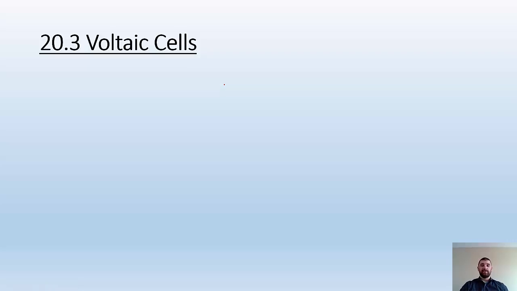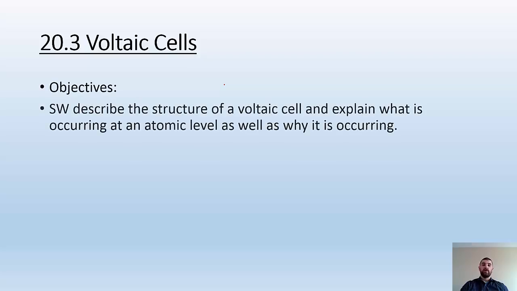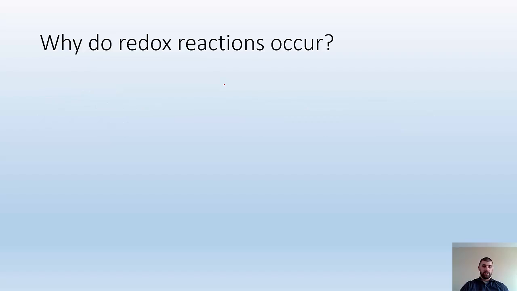Mr. Dunn here again, taking a look at 20.3 stuff, voltaic cells. So our objectives are to describe the structure of a voltaic cell and explain what is occurring at an atomic level, as well as why it's occurring.